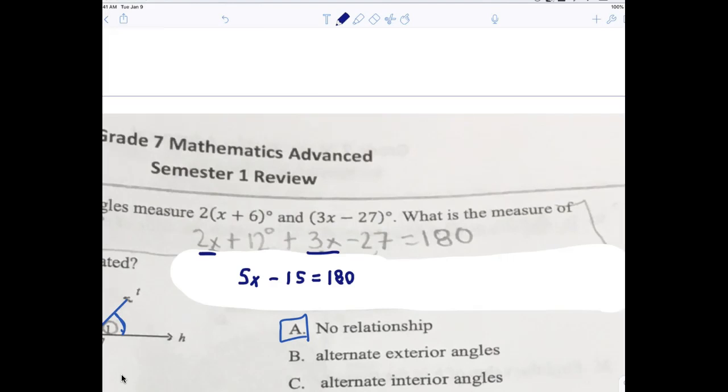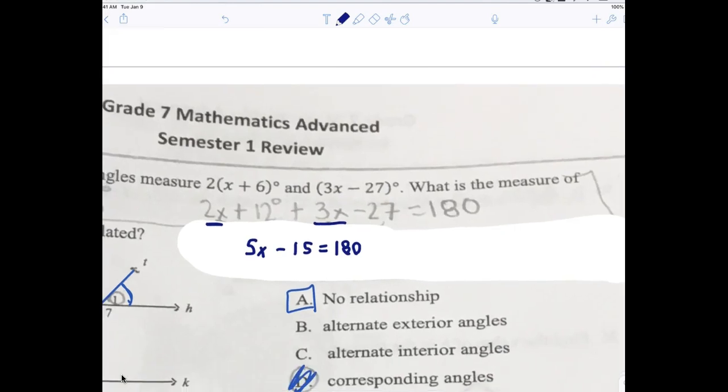Now add 15 to both sides. Add 15 to both sides and get what? 195. Thank you. 195 is good. So 5x is equal to 195. And now what do we do? Divide by 5 on both sides. Right. So now 195 divided by 5.